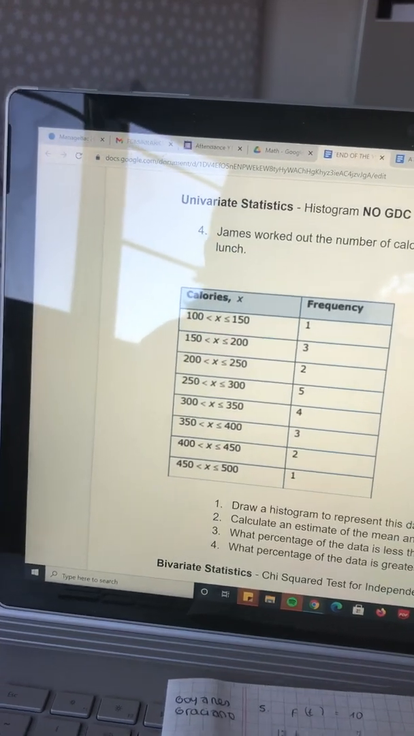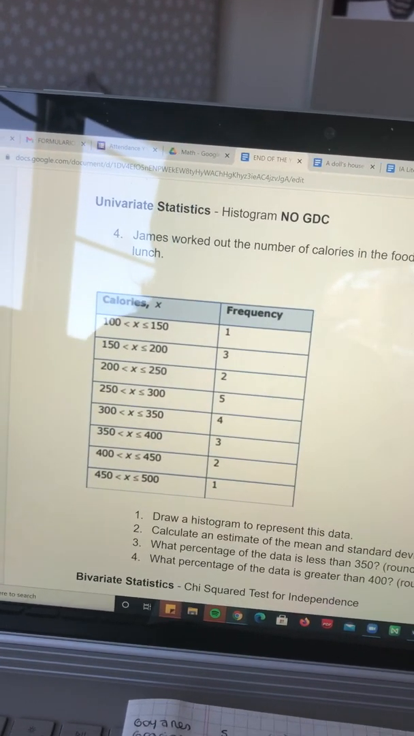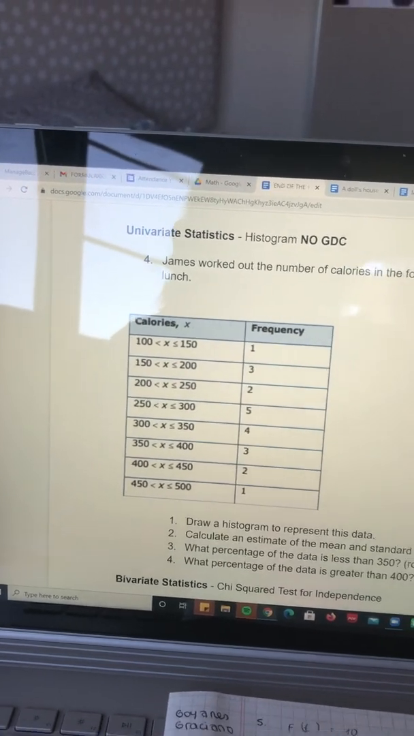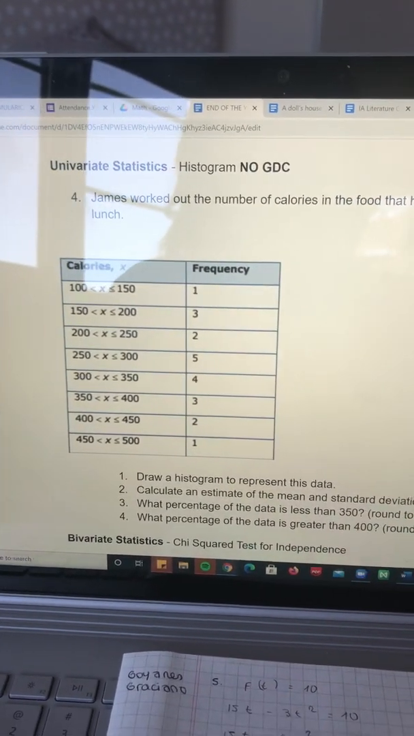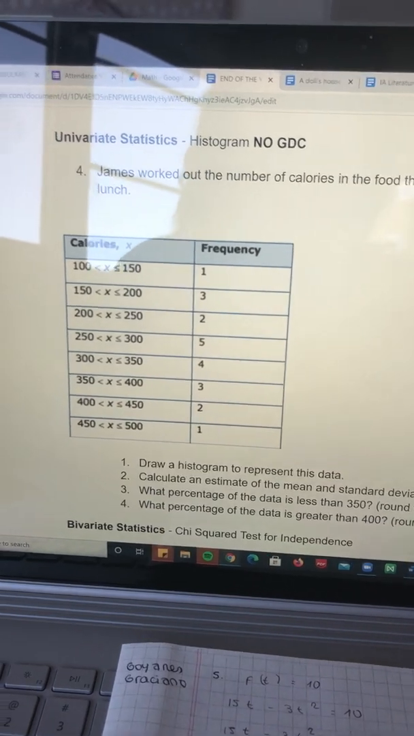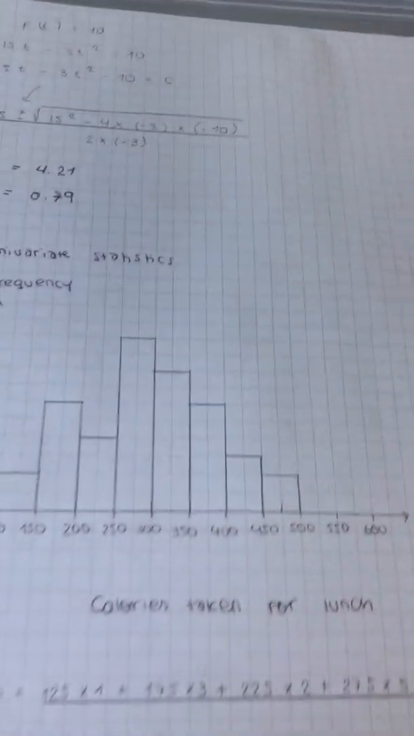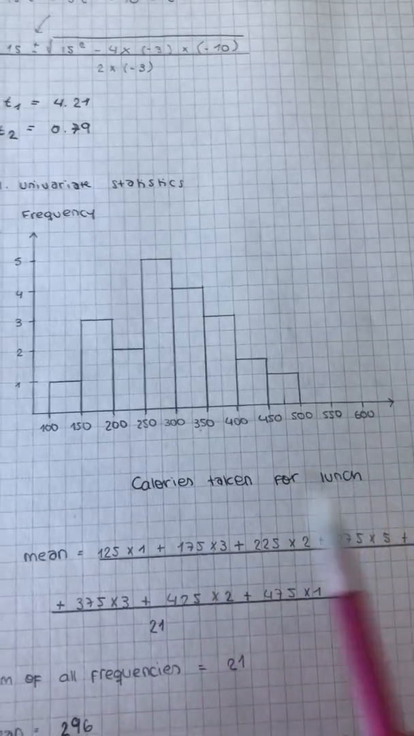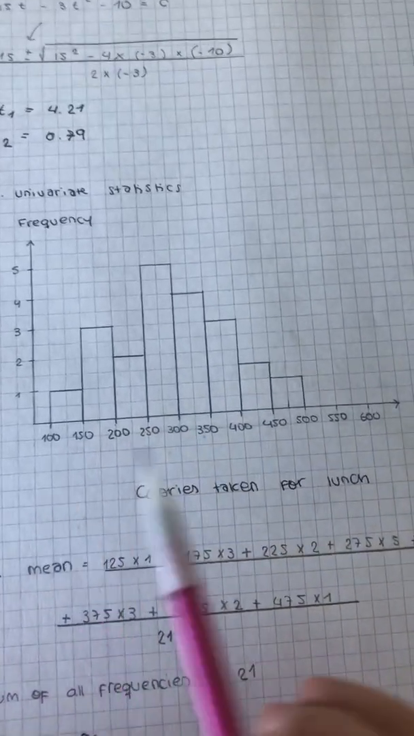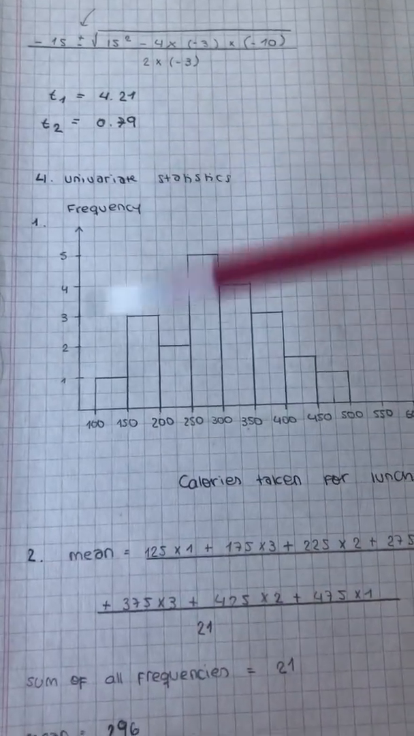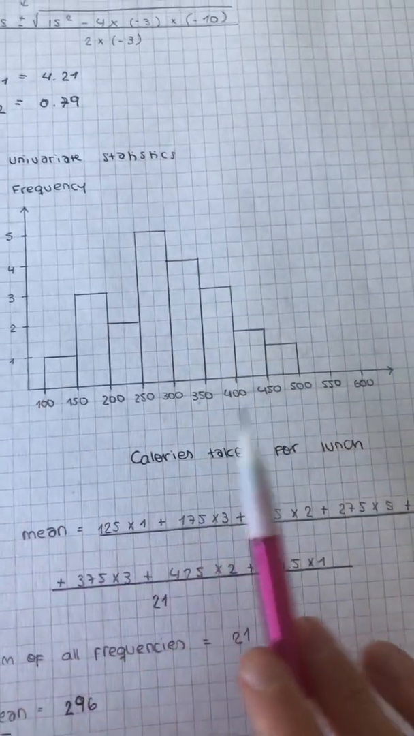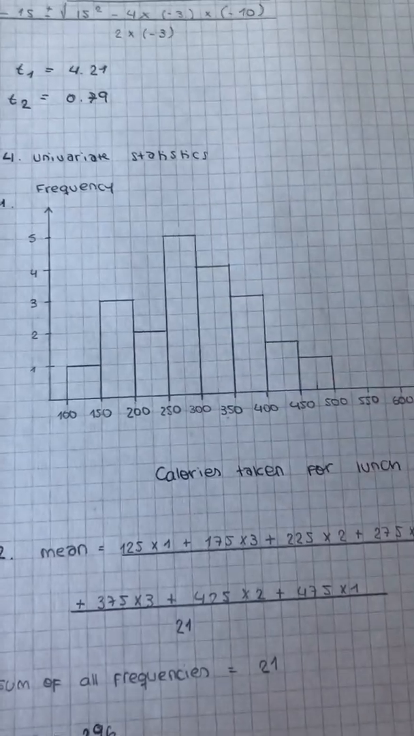Today I'm going to be showing you how we solved exercise 4, Univariate Statistics. So here we have the frequency table, and exercise 1 is to draw a histogram to represent this data. So we put on the x-axis the calories taken for lunch because it's the independent variable, and on the y-axis the frequency because it's the dependent variable. So we wrote the scale and we completed it with the table given.